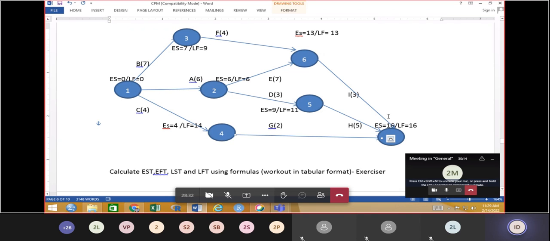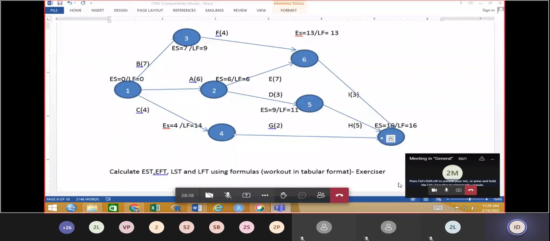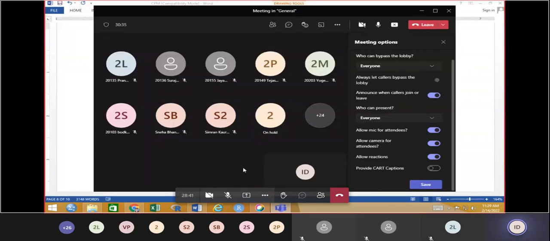Now, while working on the time estimate, shall I move to next? Shall we calculate the time estimates? Yes or no? Yes, sir. Okay.